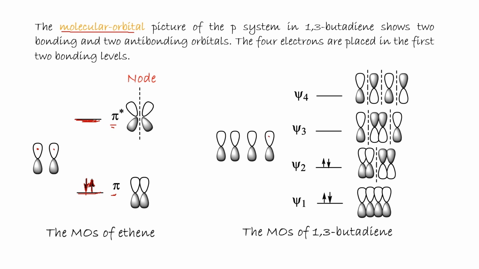In 1,3-butadiene, when we have 4 p orbitals and 4 electrons, we will have 4 molecular orbitals: psi 1, psi 2, psi 3, psi 4. The lower energy ones will be filled by 2, and another 2. So we are done. Psi 2 will be the highest occupied molecular orbital, and psi 3 will be the lowest unoccupied molecular orbital.